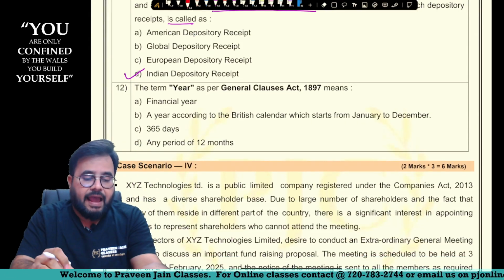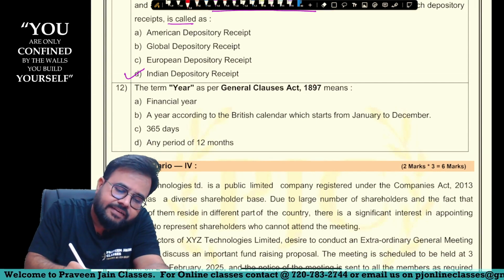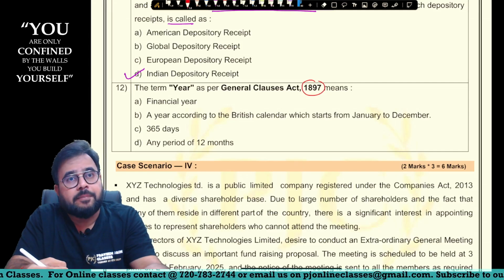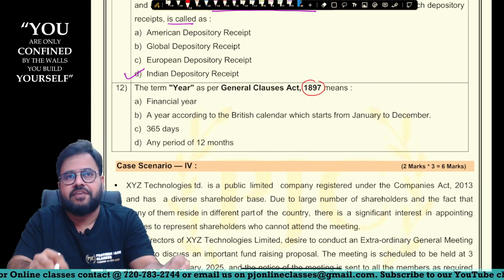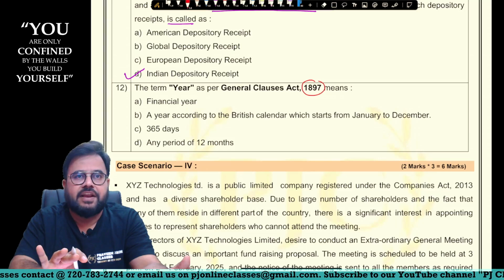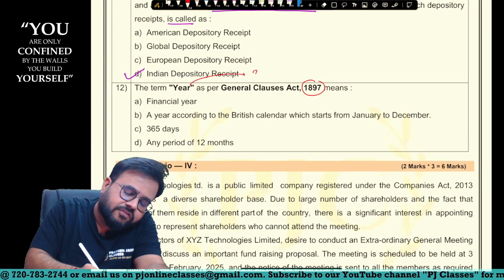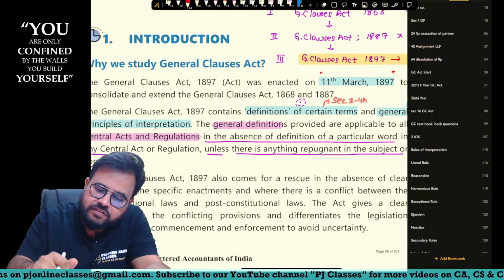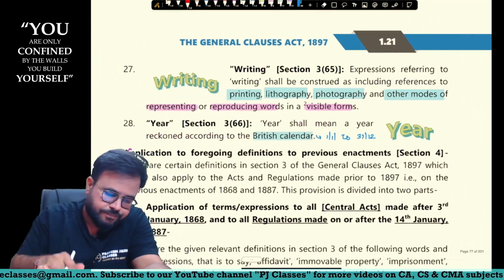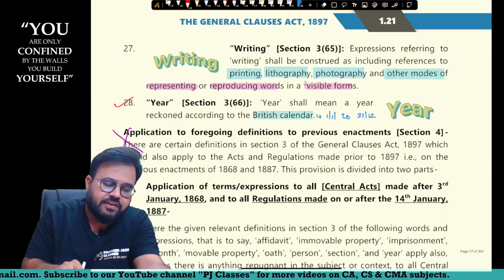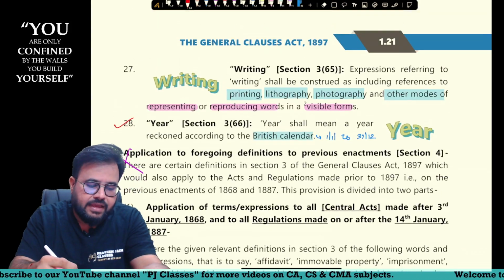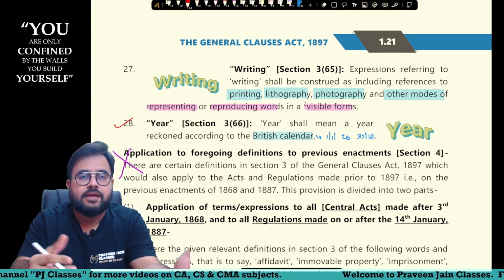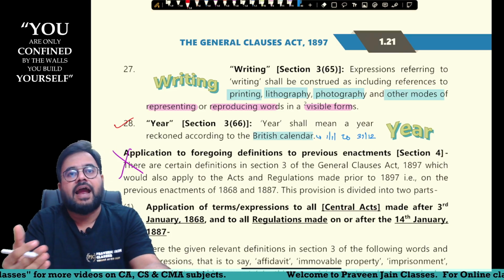The term year as per the General Clauses Act 1897 means. The General Clauses Act has defined the word year and also financial year. The focus is not on financial year, the focus is on year. So we have section 3 clause 66 in the General Clauses Act. Let us see what section 3 clause 66 has to say, sir. You can see the definition. Year shall mean a year reckoned according to the British calendar. In other words, year is nothing but the British calendar, and the British calendar starts from 1st January and ends on 31st December.